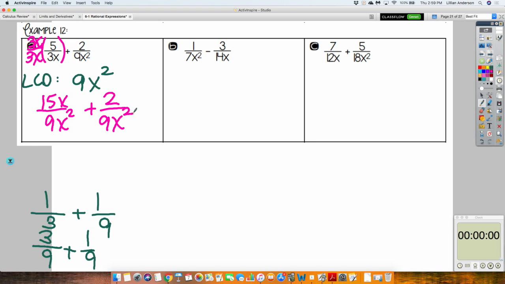And now I can add them together. So I have my common denominator of 9x squared, and then it just becomes 15x plus 2. I can't simplify that in any way, so then that's my answer. Figure out what that common denominator is, and then you'll be gravy. Okay?